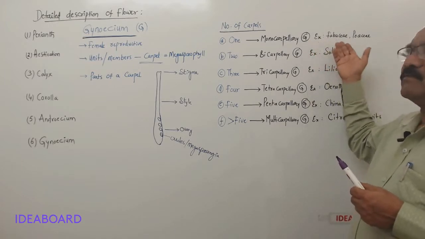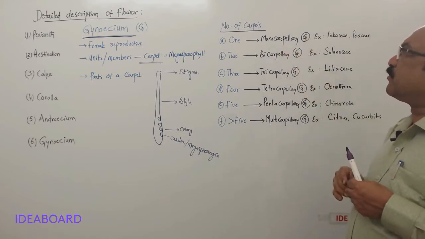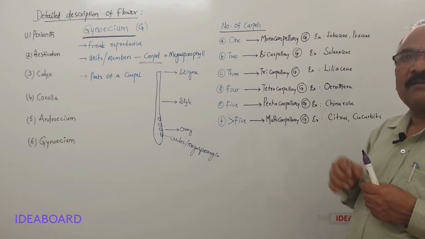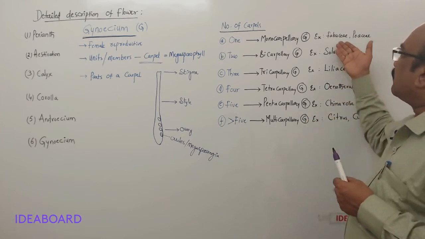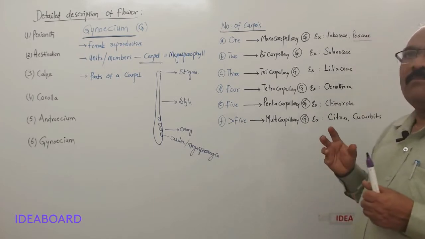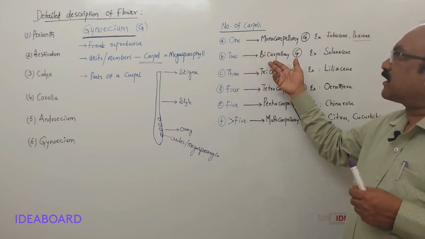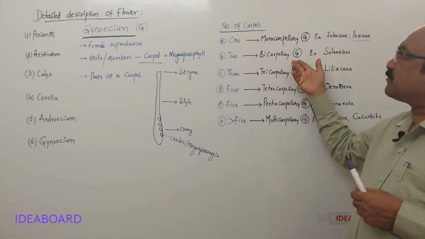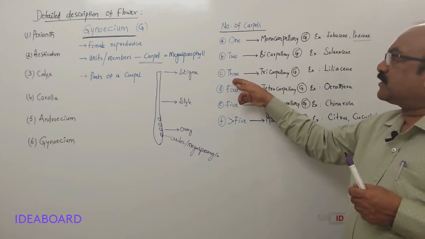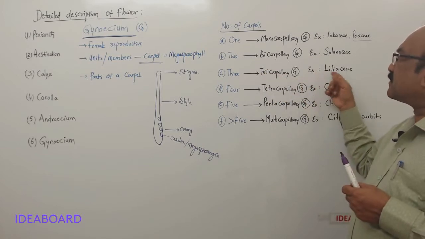And the example is Fabaceae. In the Fabaceae family, you will find monocarpellary gynoecium. Means in that flower, the gynoecium is with a single carpel. Not only that, the academically very important family Poaceae, a monocot family, also has monocarpellary gynoecium. When there are two carpels, the gynoecium is described as bicarpellary gynoecium, and the example is Solanaceae. When three carpels are present, it is described as tricarpellary gynoecium, and the example is the Liliaceae family.